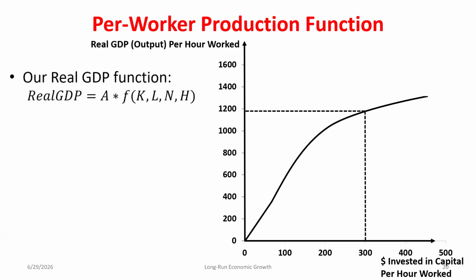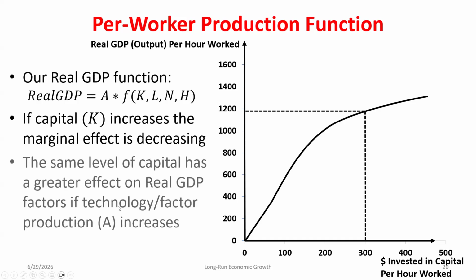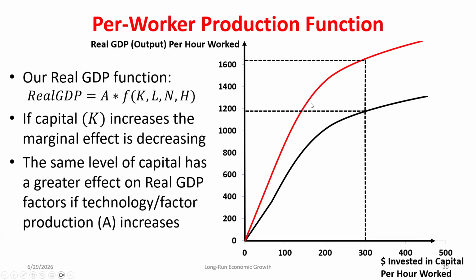Let's say we have that real GDP function. If I see that capital is increasing, we said we know that it's increasing output, but at a decreasing rate. Right? That was why the slope of this line gets flatter and flatter. However, if I see a total factor productivity increase or technology increase, at every point, the same investment in the capital we said would increase our production function.